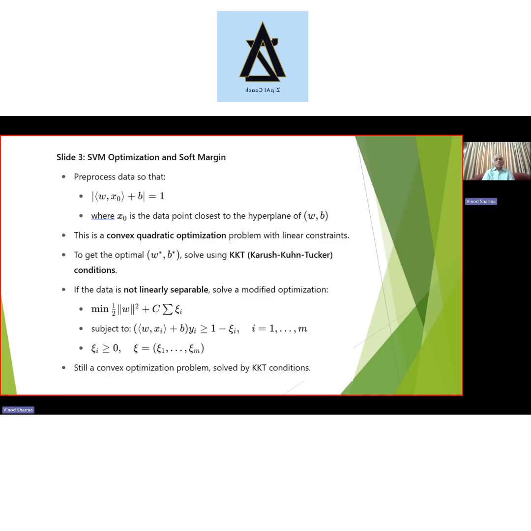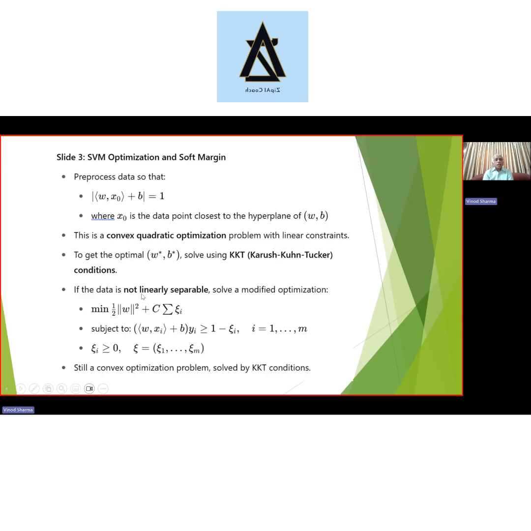This optimization problem is a convex quadratic optimization problem with linear constraints. So this is one of the simplest optimization problems, and efficient algorithms are available to get the optimal point. The optimal point we will denote by W star and B star, and they can be obtained by solving what are called the KKT conditions, Karush-Kuhn-Tucker conditions, which generally, of course, cannot be solved in closed form and need to be solved numerically. And once you do that, you obtain the optimal solution.